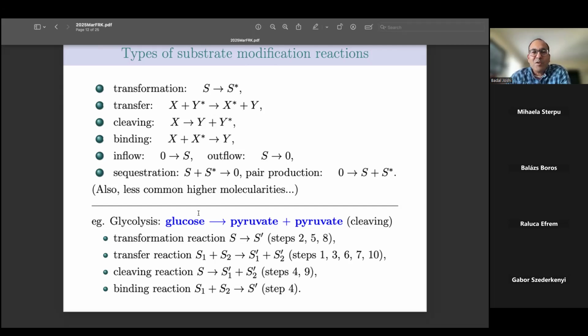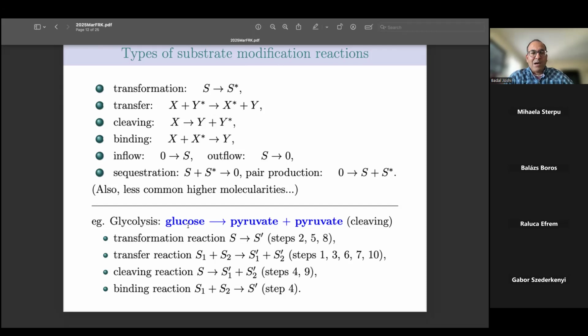And to give you an example of how common this is, one of the most well-studied reactions is glycolysis. If you look at the overall reaction, that's a cleaving reaction where a glucose splits into two molecules of pyruvate. I should mention here that when we talk about a cleaving reaction, Y and Y star need not be distinct. So I might have X going to 2Y, as is the case for glycolysis.